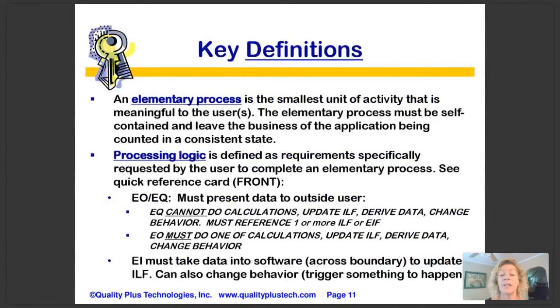We've got the word elementary process. Elementary process means the smallest unit of activity that is meaningful to the user. It's kind of like a unit of work. An elementary process must be self-contained and leave the business of the application being counted in a consistent state. Typically, this question is on the exam. What is an elementary process? And it will give you a choice of A, B, C, and then probably all of the above.